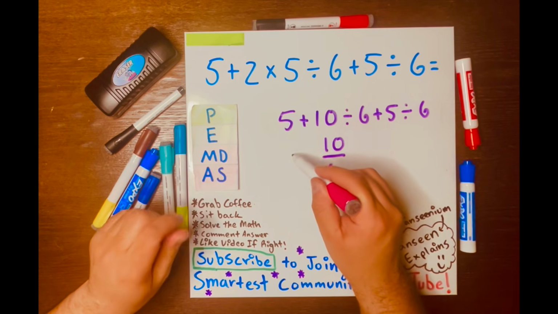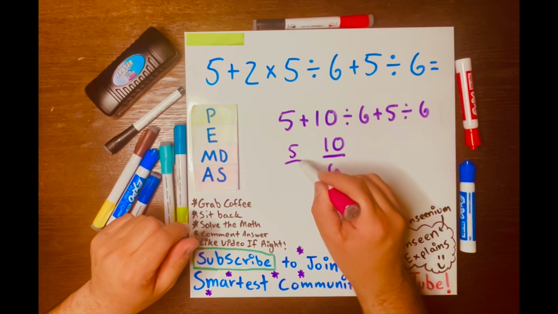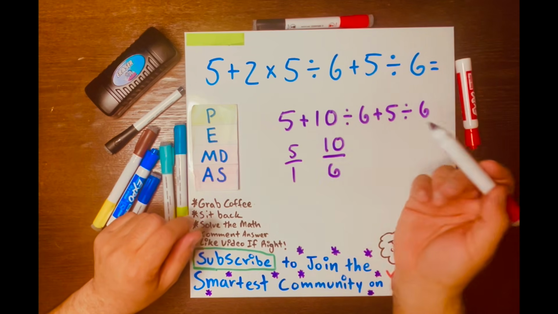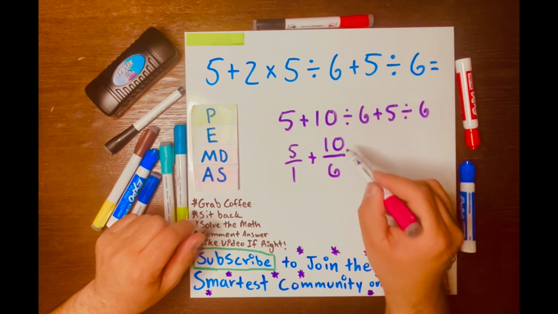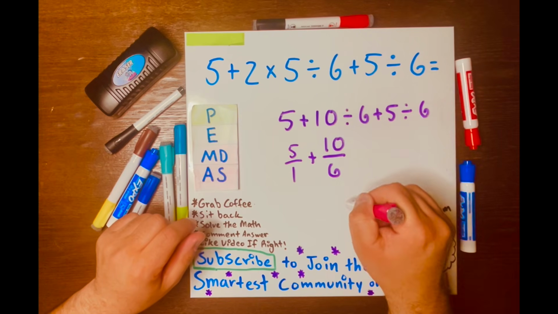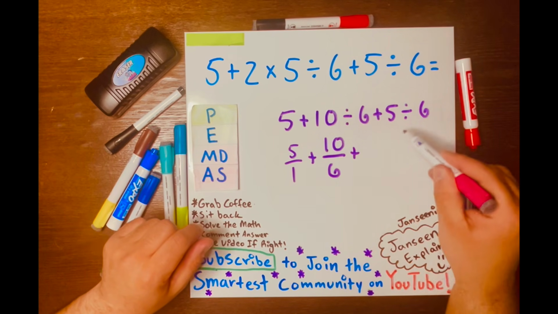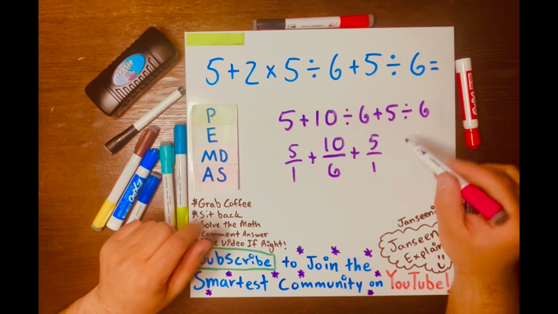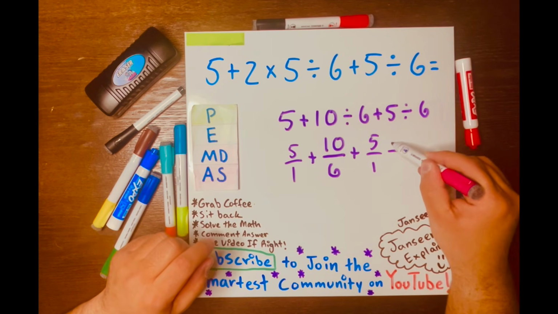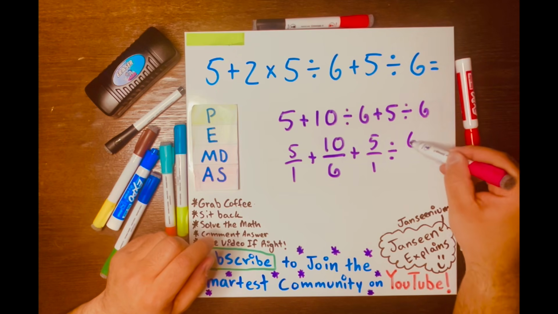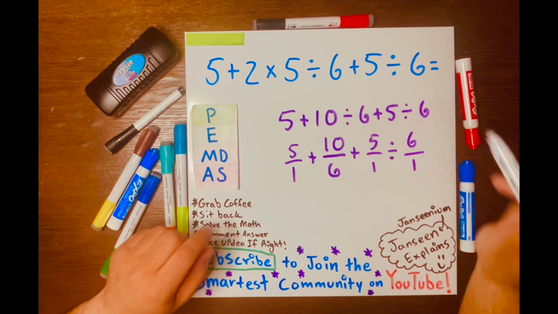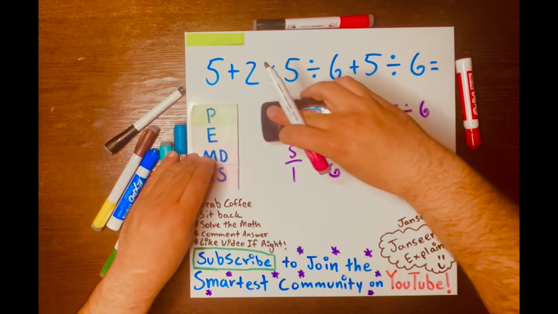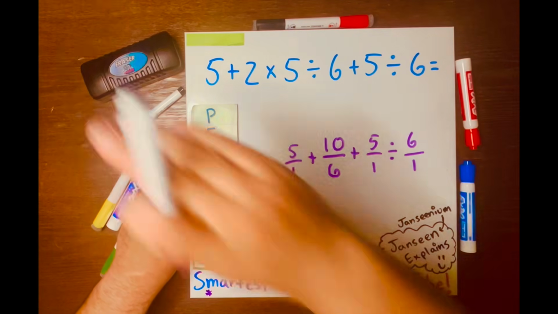So 5 in the fraction form will be 5 over 1 equals 5. Does not change to 5. Plus 10 over 6 plus 5 over 1 equals 5, does not change to 5. And then lastly, divided by 6 over 1 equals 6, does not change to 6. Now I am erasing this for space.